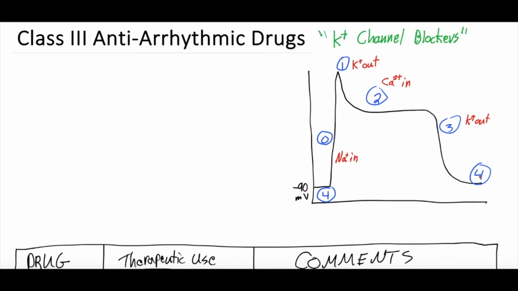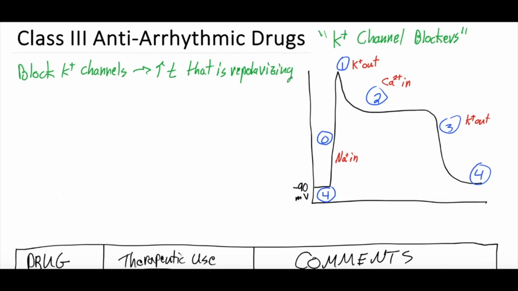Okay, so class 3 antiarrhythmic drugs, potassium channel blockers, by blocking potassium channels, all right, we are going to increase the time that this cardiac depolarization cell is repolarizing.